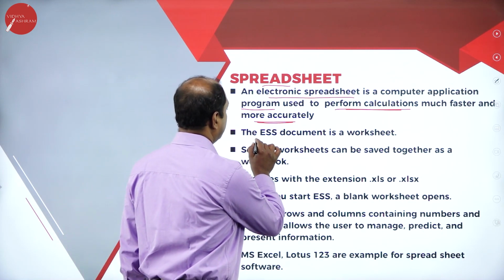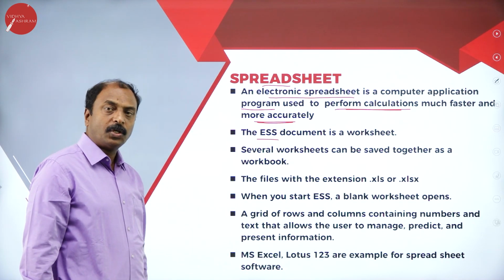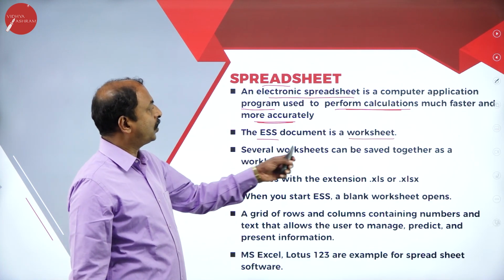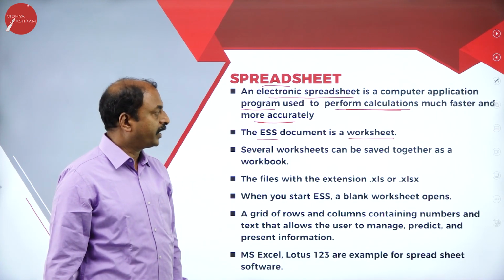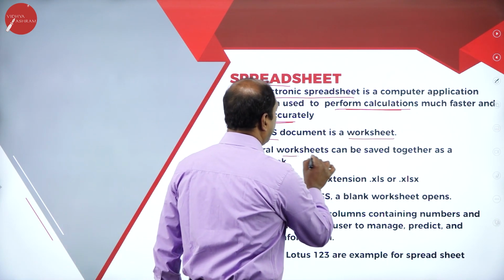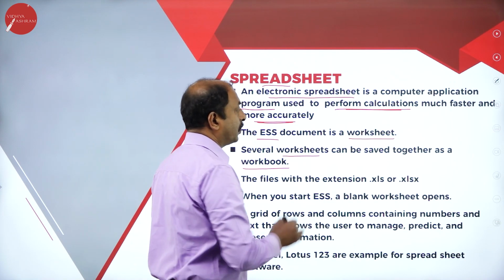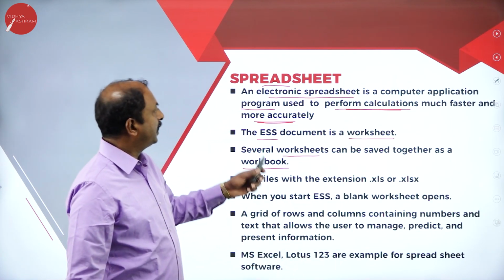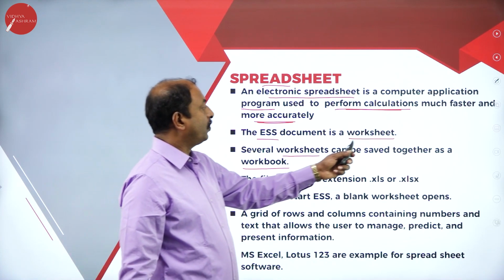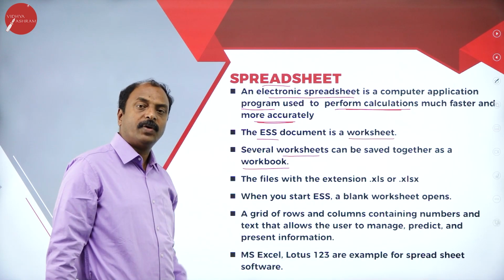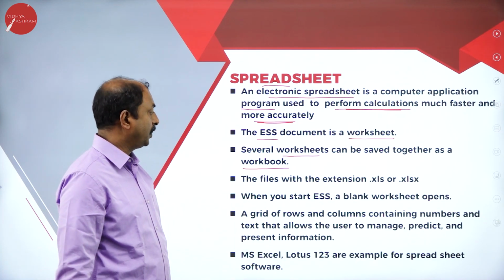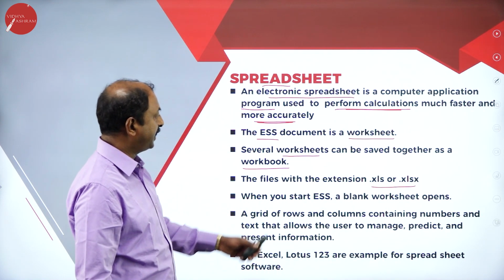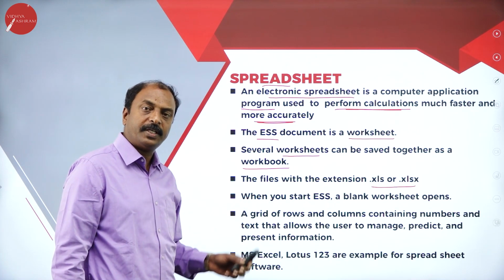And ESS stands for electronic spreadsheet. So an ESS document is called a worksheet. So what is a worksheet? The electronic spreadsheet software document, the file, is called a worksheet, and several worksheets can be saved together to form a workbook. So here there are two definitions: one is workbook as well as worksheet. This spreadsheet software will have a number of worksheets, and together it is called a workbook. So an MS Excel file is called a workbook. And the extension name of MS Excel is .xls or .xlsx. That is the extension name of spreadsheet software.